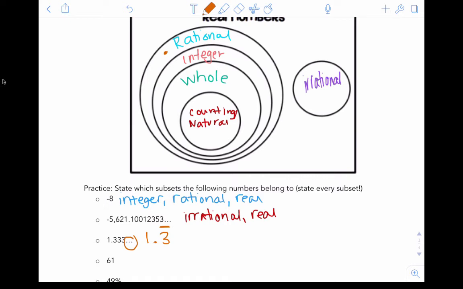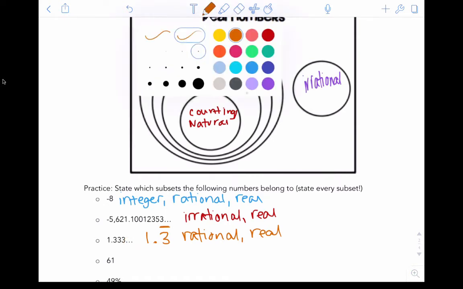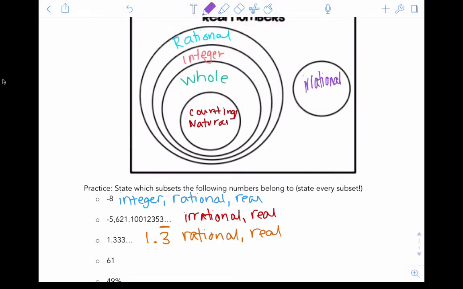So is 1.3 repeating an integer? No, it's not, because it is a decimal, and decimals are not integers. So this is just rational and real. Go ahead and do the next one on your own and see if you can figure it out. Once you get it, we'll pause the video to do it. Once you get it, play the video and see if your answer agrees with mine.